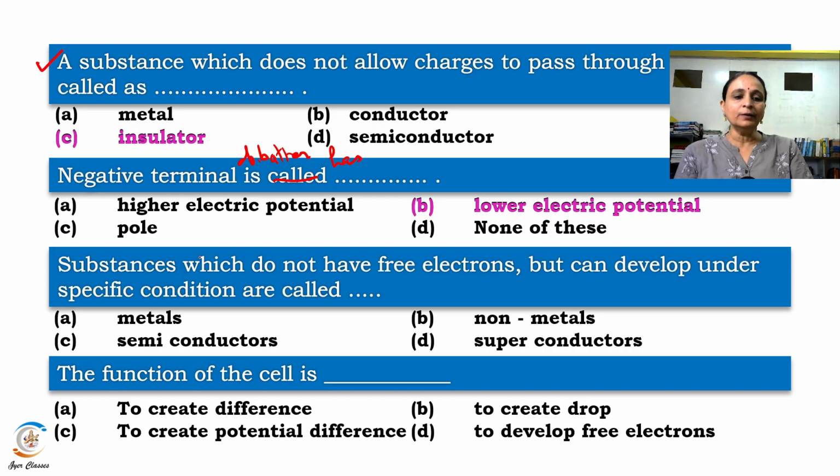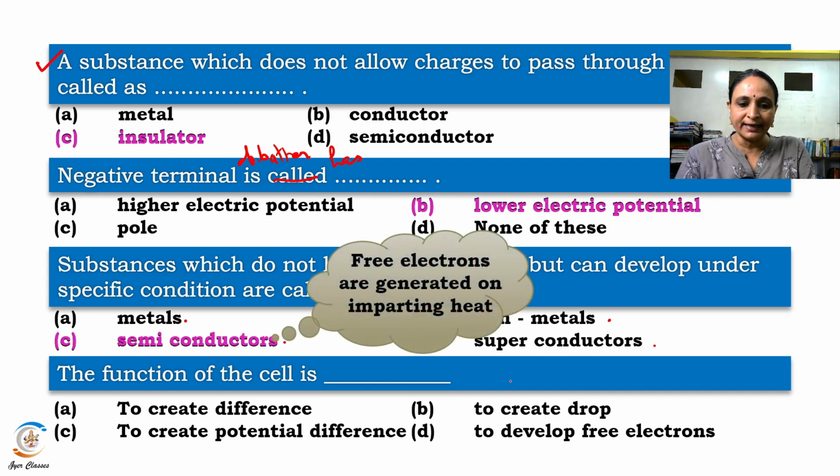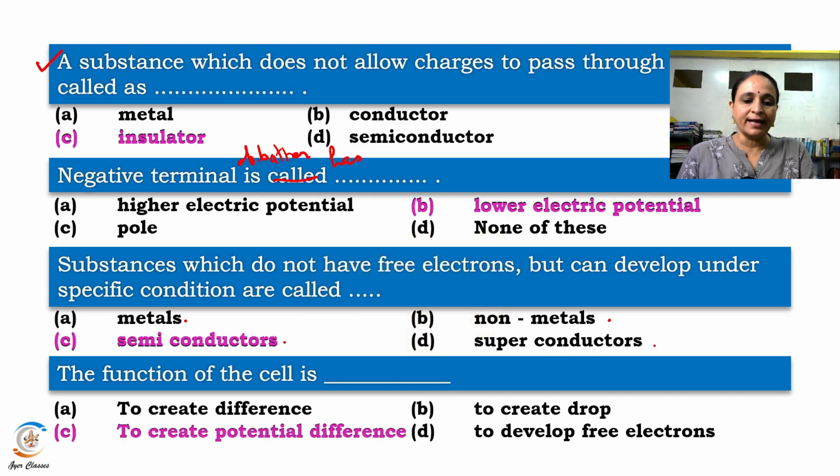The third question now, the substance which does not have free electrons but can develop them under specific conditions is called, बोले, metals, non-metals, semiconductors or superconductors. Come on, give me the answer fast. Yes, it is semiconductor. What is the function of the cell? The function of the cell is to create difference, to create drop, create potential difference, develop free electrons. Which is the right answer? Come on. Yes, to create the potential difference. Absolutely correct.